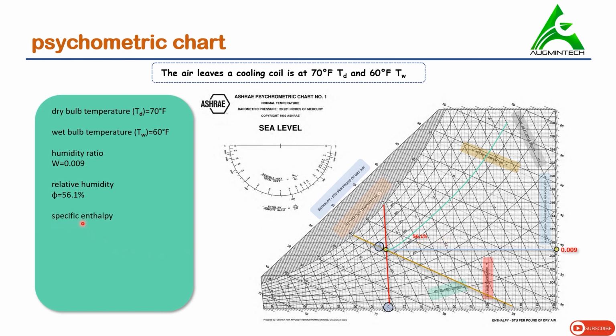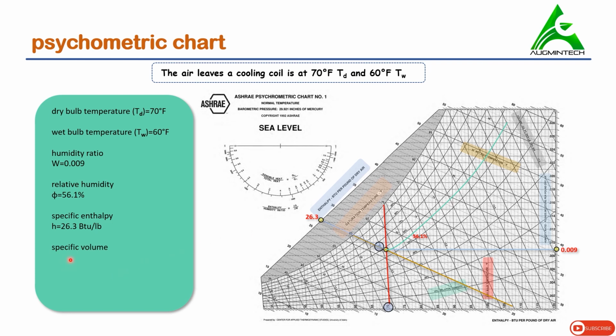Now we find the specific enthalpy. To do so, we need to find the line of specific enthalpy, which is here. And from this intersection point, draw a line to the specific enthalpy line. So this is how that line looks like, and it gives us the value of something between 25 and 30, which is fairly close to 26.3. So we'll take that value.